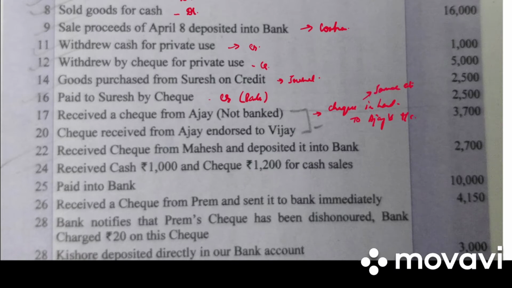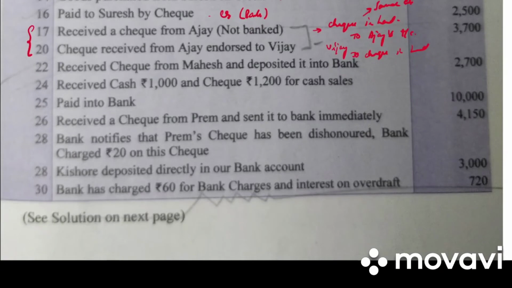Then they have said check received from Ajay endorsed to Vijay. So the check we received, we did not directly deposit it in the bank, but we gave it to Vijay. So what will be the entry for this? Who is the receiver? Vijay. Vijay's account to check in hand. So what do we mean by endorsement? Say for example, one party gave us a check and the same check we gave to another party. So that is known as endorsement. So on 17th April we received a check from Ajay. We did not deposit the same into bank. But on 20th April the check which we received from Ajay, we gave it to Vijay. So that is known as endorsement.